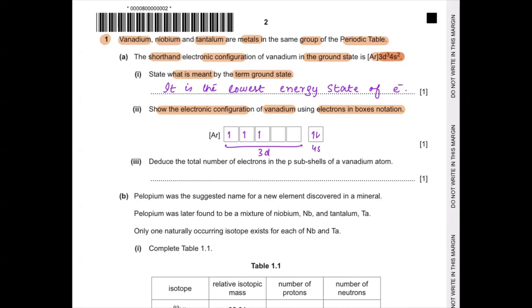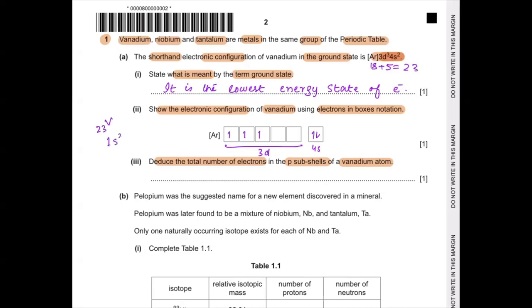Now, next part: deduce the total number of electrons in the p subshells of a vanadium atom. They are asking for the p, not 3d. Till over here, there are 18 electrons and there are 5. So 18 plus 5, in total there are 23 electrons. So the atomic number of vanadium is 23.